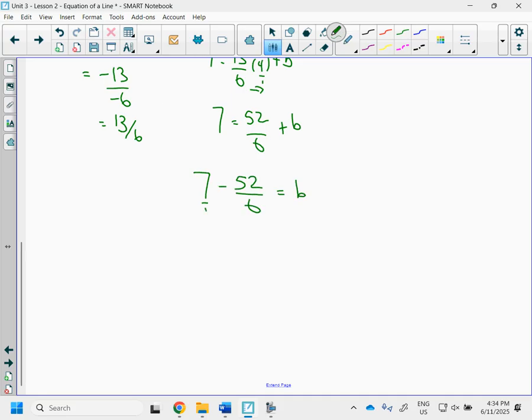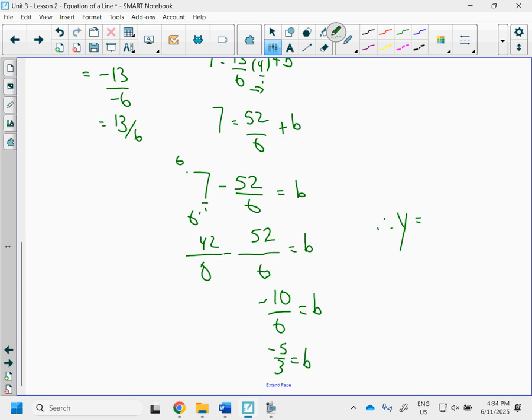Ooh, common denominator of 6 this time. Times by 6, so times by 6. 6 times 7 makes 42. 42 minus 52 is negative 10. Oh, I can reduce that. I think that's negative 5/3 for b, which makes my equation y equals mx plus b. What was our m? It was 13 over 6. Need an x in there, and our b is negative 5/3.